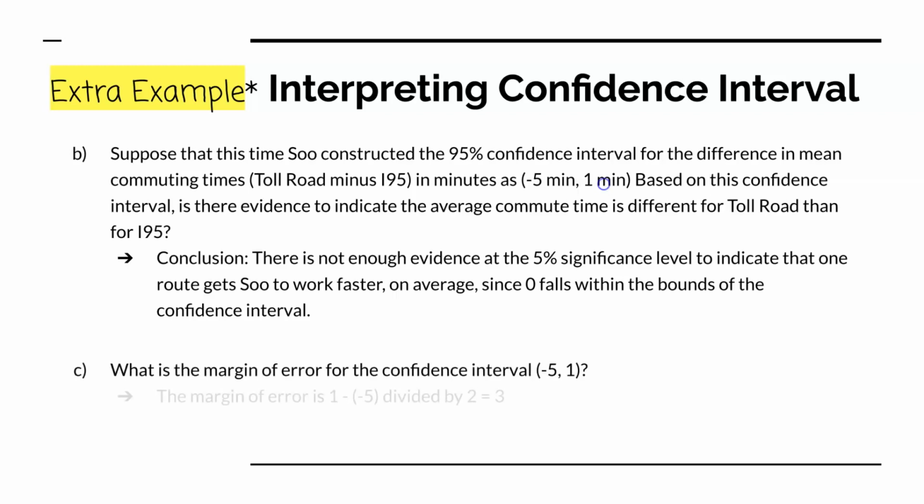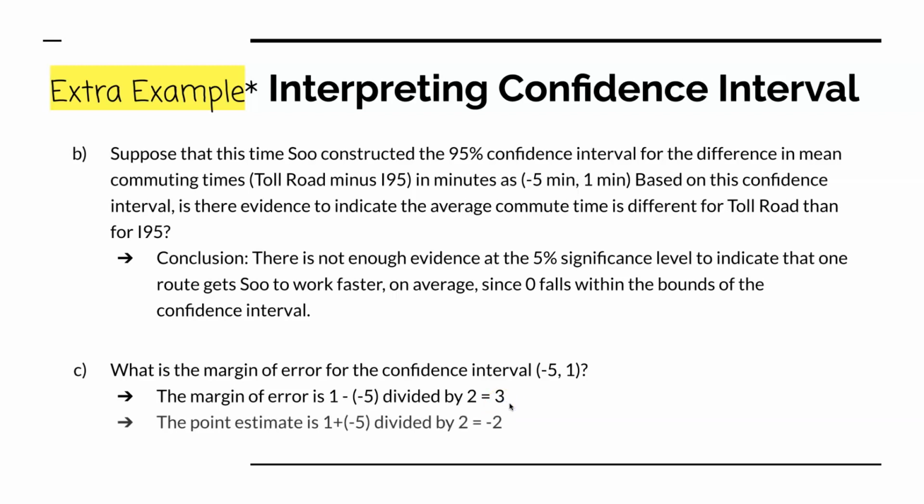But if I try to find the margin of error, we can go ahead and just subtract to get how long this interval is. From -5 to 1, there is 6, right? 6 divided by 2. So the margin of error is 3 minutes. And the point estimate, if I add them together and divide by 2, what's in the middle of -5 and 1? It's -2. So the point estimate alone is telling me that the toll road is going to take me to work 2 minutes faster than I-95.